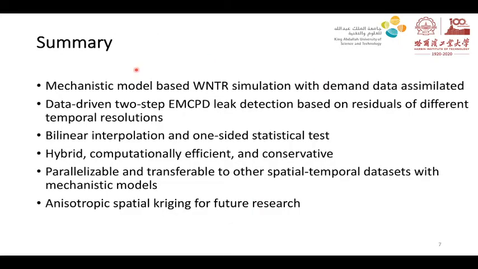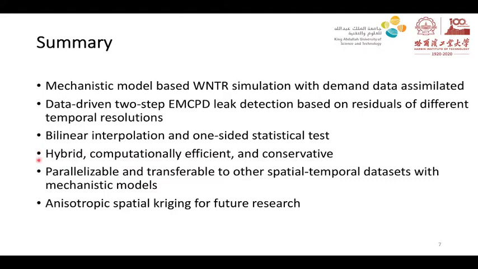As a summary, we fitted the mechanistic model with demand data simulated into the WNTR simulation. Then we proposed the two-step MCPD leak detection based on residues of different temporal resolutions. The detected candidates were further inspected and tested. The whole approach is hybrid, computationally efficient, and conservative.